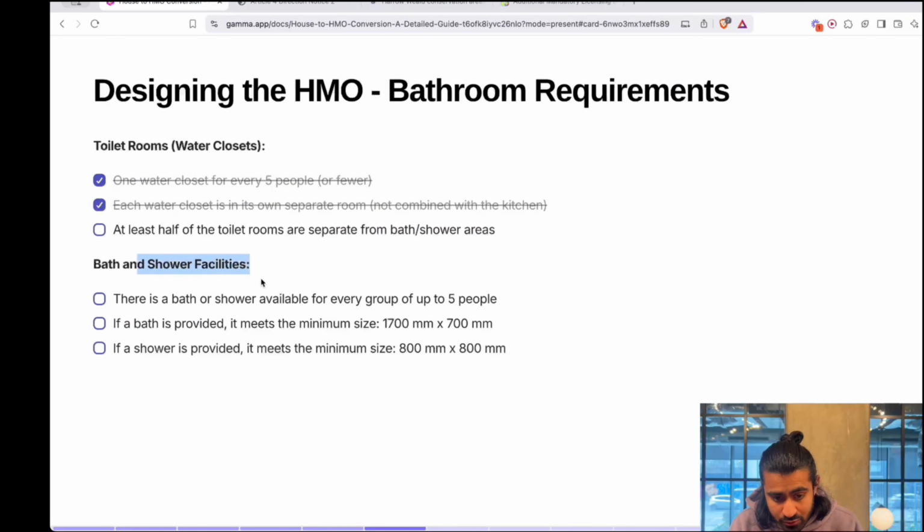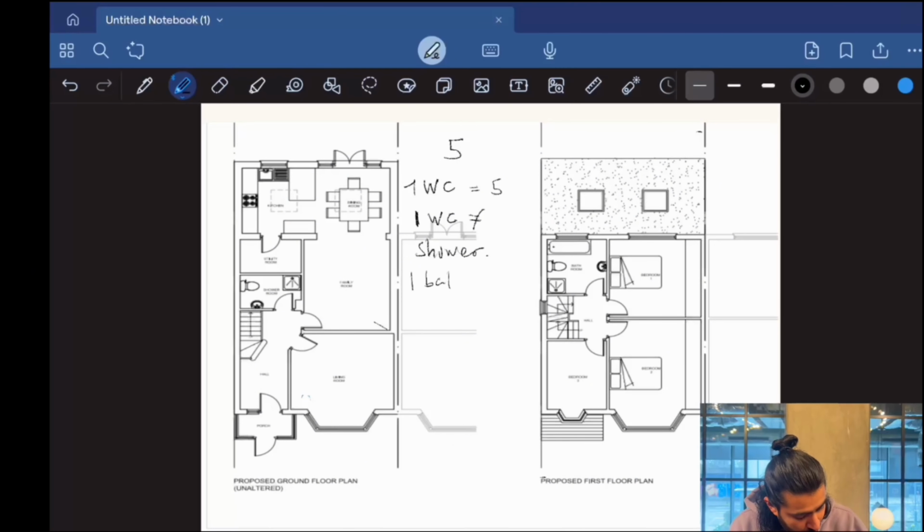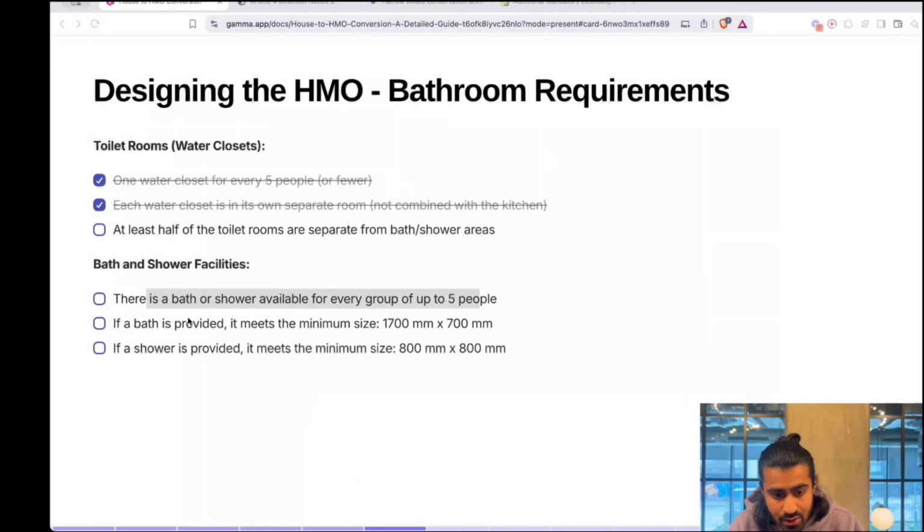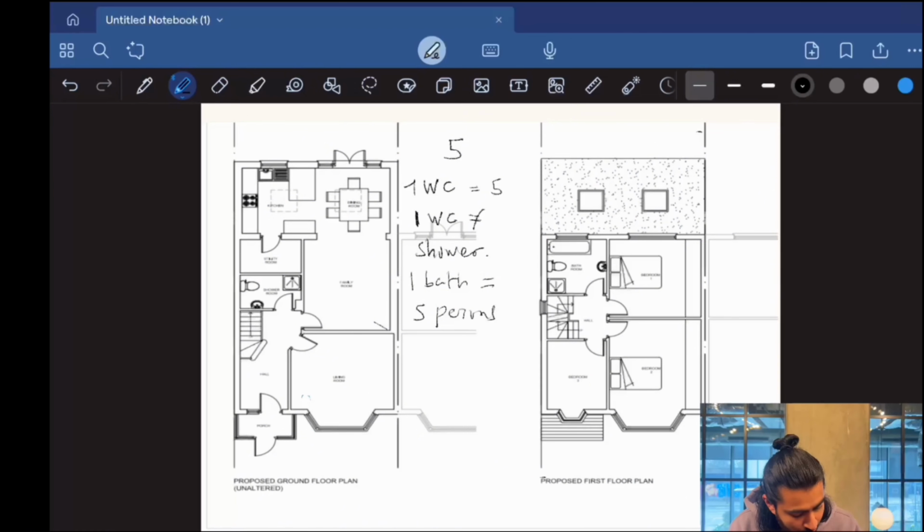Now, if we look at the bath and shower facilities though, over here it says there needs to be a bath or shower available for up to 5 people. So 1 bath per 5 people, which we do have. Then it says if a bath is provided, it meets the 1700 by 700. If a shower is provided, it meets 800 by 800. So we need to make sure that the shower and the bath meet the minimum requirements, which is 1700 by 700 for the bath and 800 by 800, and that's millimeters, by the way, for the shower.